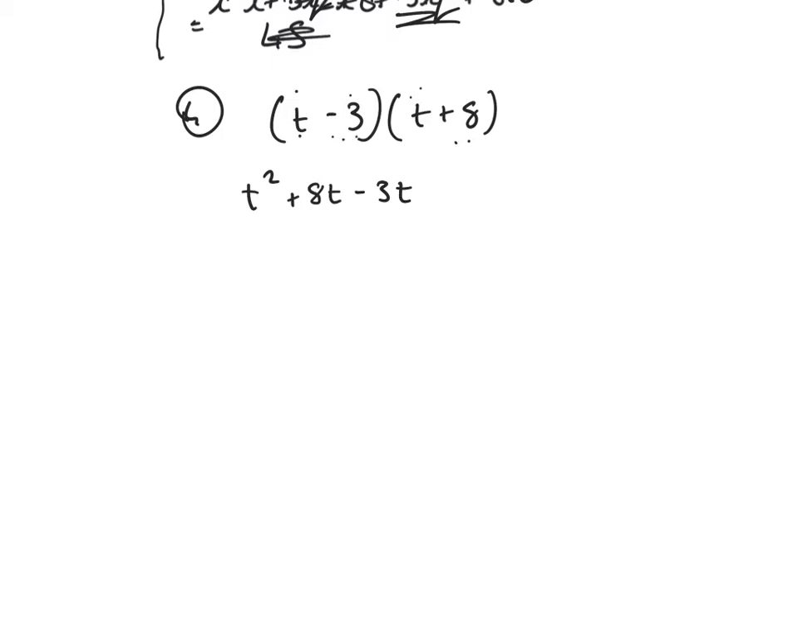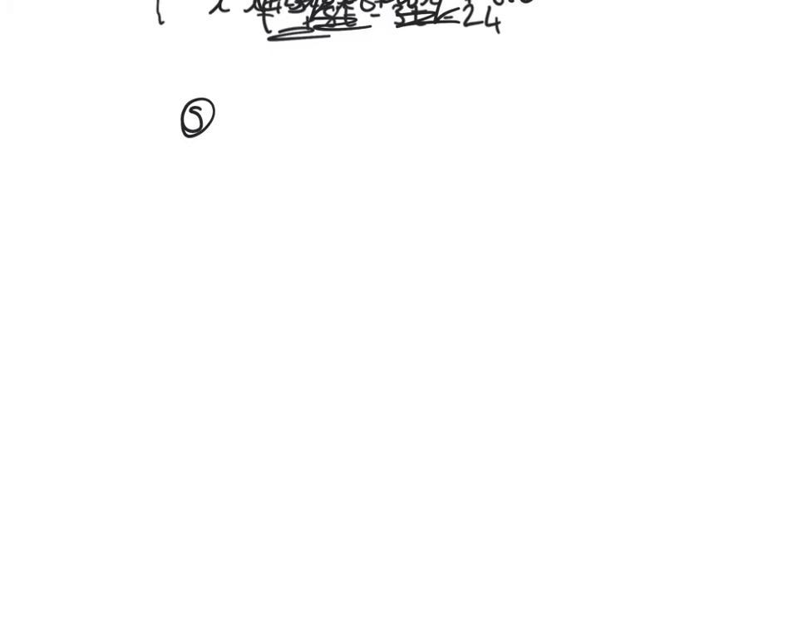Well, let's be careful here. 3 8s are 24, but minus 3 8s is minus 24. Okay, and let's tidy up what's in the middle. 8t minus 3t is 5t, so that's t squared plus 5t minus 24. Final answer.